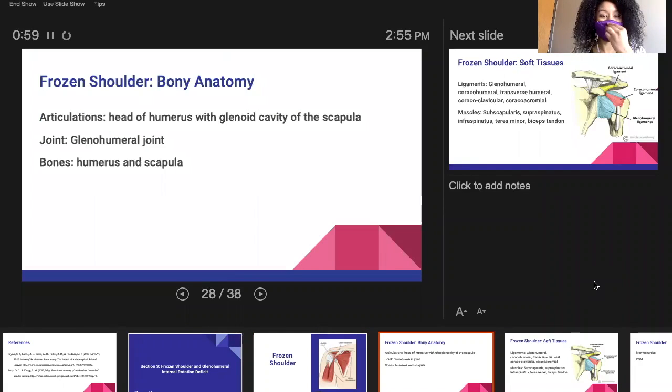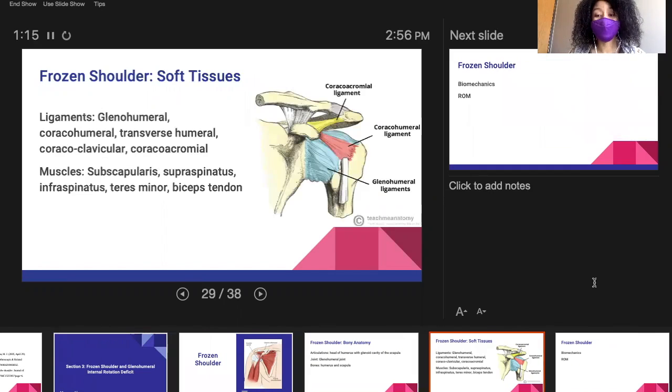The bony anatomy involved with frozen shoulder: the articulations are the head of the humerus with the glenoid cavity of the scapula. The joint is the glenohumeral joint, which is the true shoulder joint. And then the bones are the humerus and the scapula. The ligaments involved are the glenohumeral, coracohumeral, transverse humeral, coracoclavicular, and coracoacromial. The muscles involved are subscapularis, supraspinatus, infraspinatus, teres minor, and the biceps tendon.